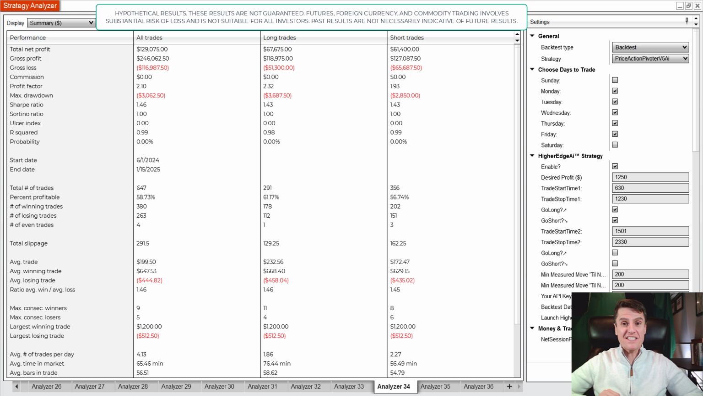Hello, and welcome. Price Action Pivoter V5Ai has been released. In Price Action Pivoter V5Ai, you get real-time AI. To be more specific, it's a proprietary LSTM machine learning model, which is an automated trading strategy exclusively designed for the NinjaTrader platform.